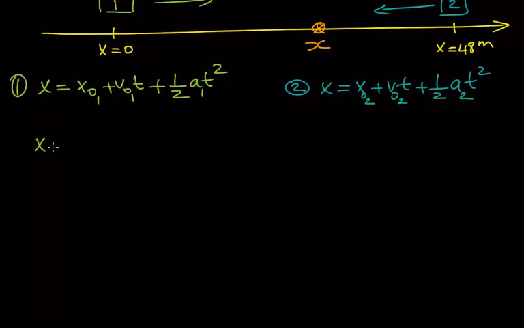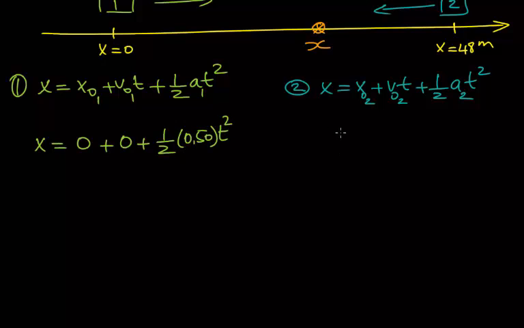x equals, what's this? Start from 0, right? Plus start from rest, so v0, which is 0, times t gives me 0, plus 1/2 the acceleration for player 1, which is 0.50, times t squared.